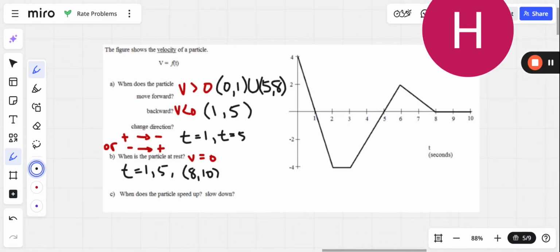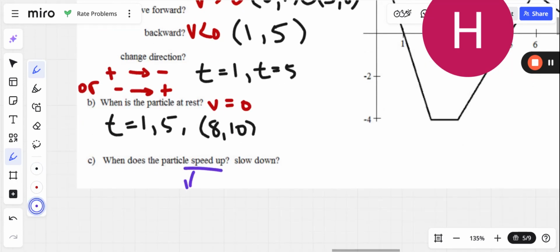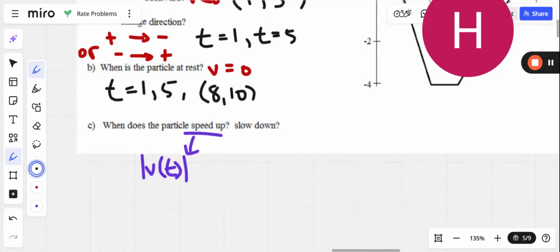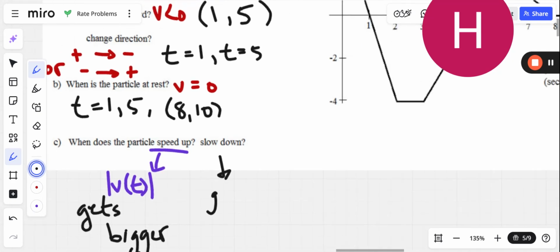Very simple. When does the particle speed up? Now there's two ways to look at this. First of all, you need to know that the speed represents the absolute value of the velocity. So whether or not it's positive or negative just tells you the direction. It doesn't tell you the speed. You can be going 10 miles per hour in any direction. When does it speed up? When does it slow down? So speed up means that this is getting bigger. Of course, that means getting smaller.